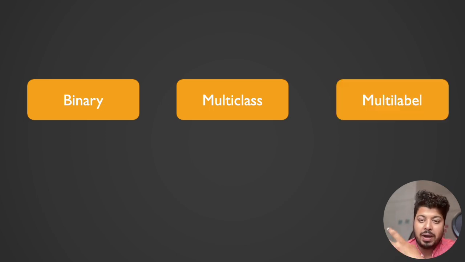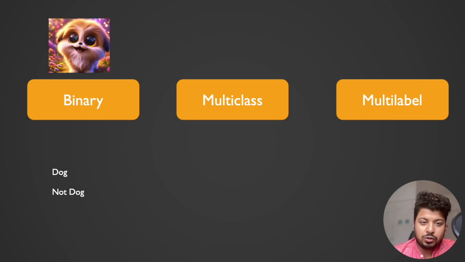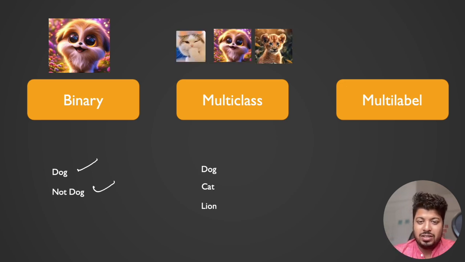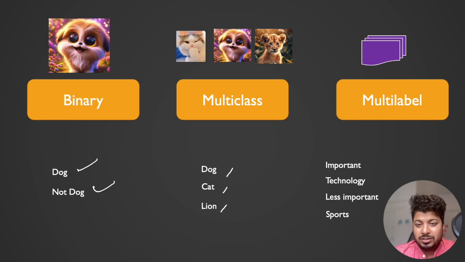So inside a binary classification, let's suppose we have this image and we are trying to know whether this image is of a dog or not a dog, either this or that. It's very simple. In multi-class classification, we have multiple labels to attach to an image, whether this image is of a dog, cat or lion. Very simple. For multi-label, it's a bit tricky.